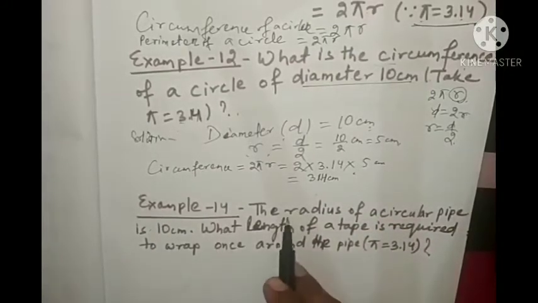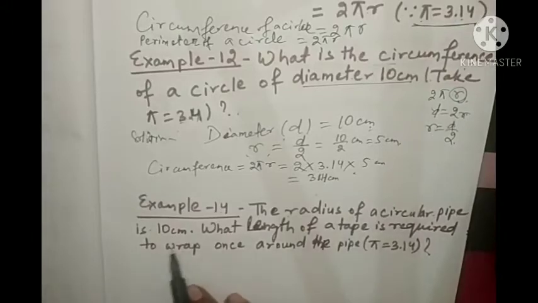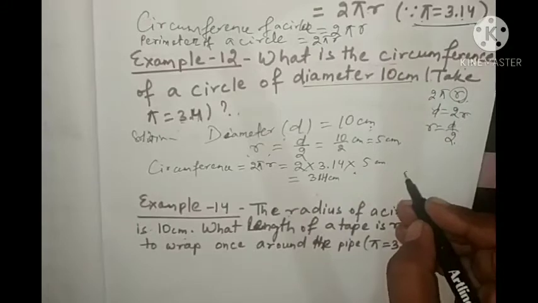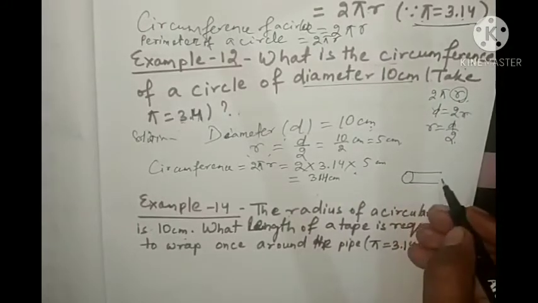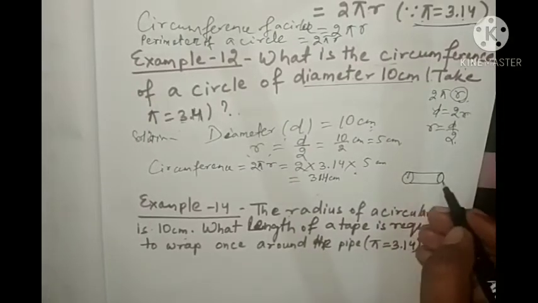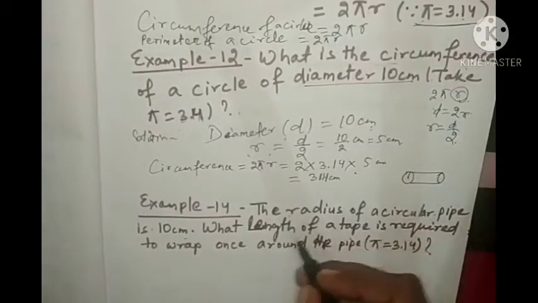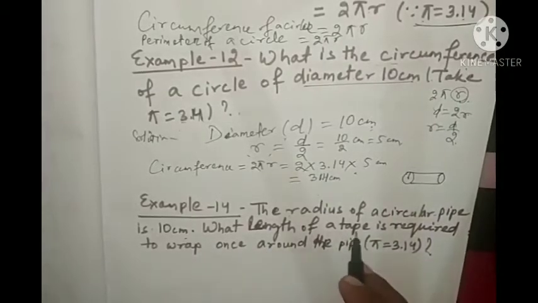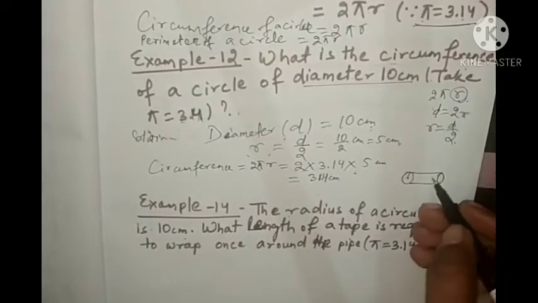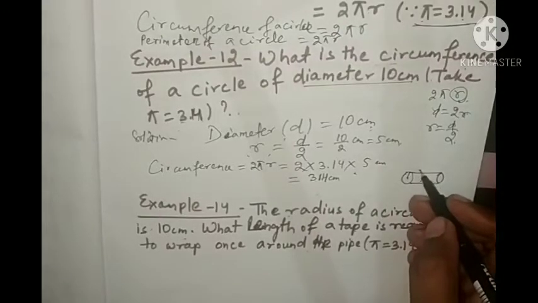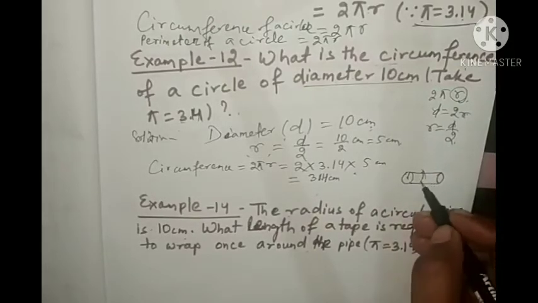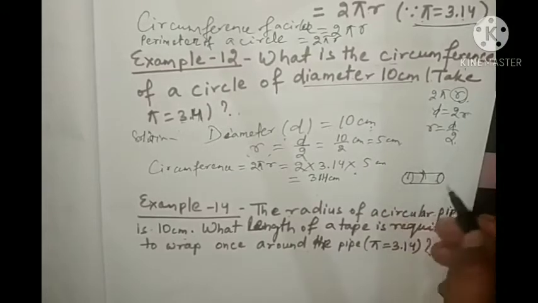Example 14. The radius of a circular pipe is 10 centimeter. Okay. So one circular pipe is given. So this is one circular pipe whose radius means what? This side. It is the radius. So the radius is how much? 10 centimeter. What is the length of the tape required to wrap once around the pipe? So a tape needs to, what? It is required to wrap. Wrap means you need to cover around the pipe.